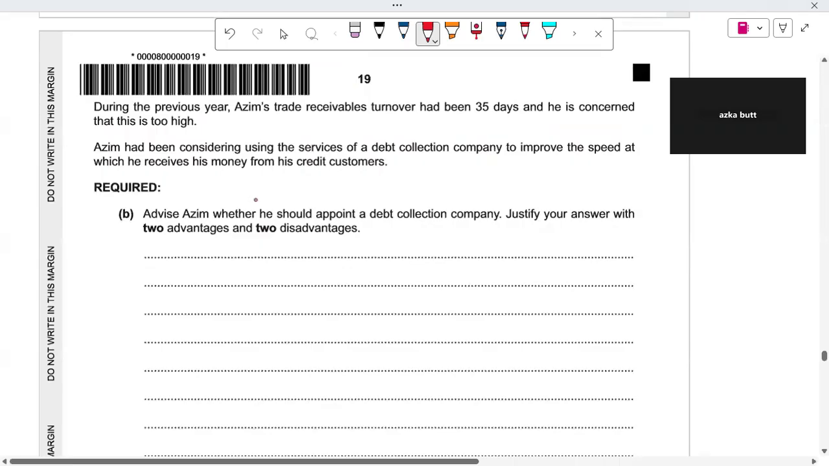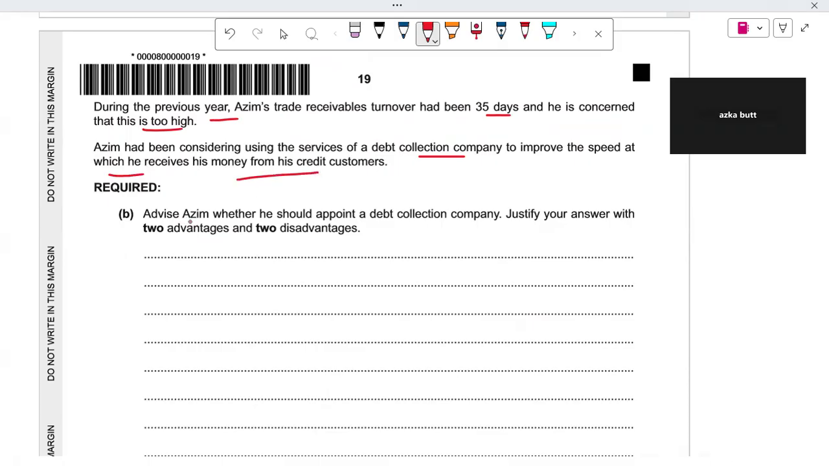Okay, so now we are going to see that during the previous year, Azim's trade receivables turnover had been 35 days, and he's concerned that this is too high. So Azim had been considering using the service of a debt collection company to improve the speed at which he received his money from his current customers. Advise Azim whether he should appoint a debt collection company. Justify your answer with 2 advantages and 2 disadvantages.